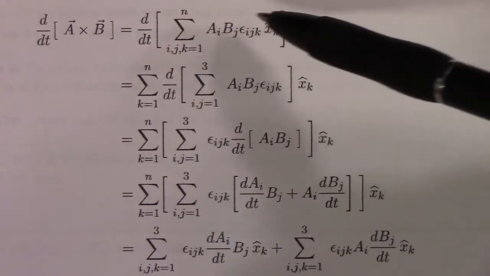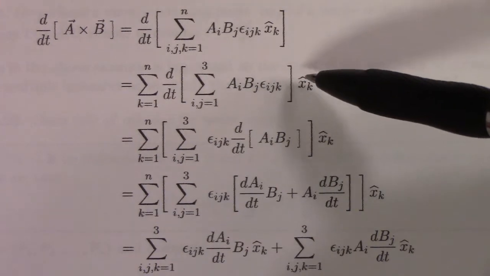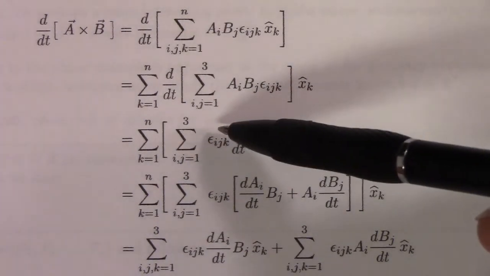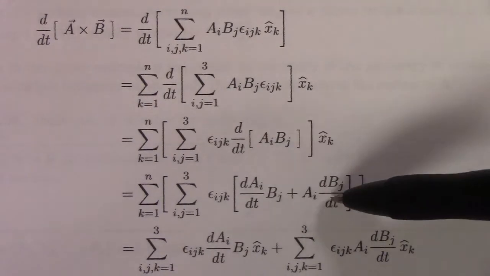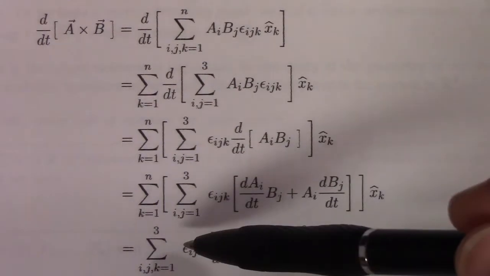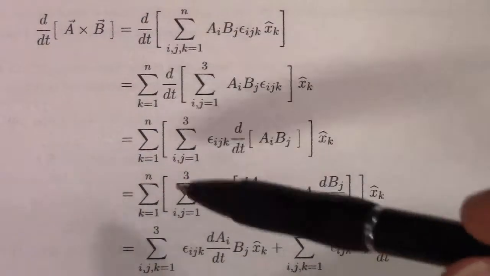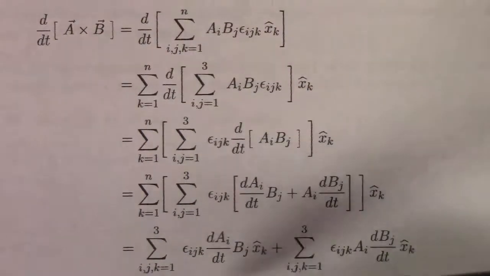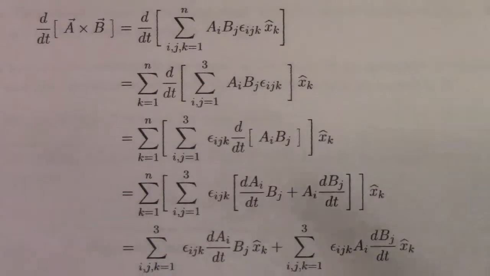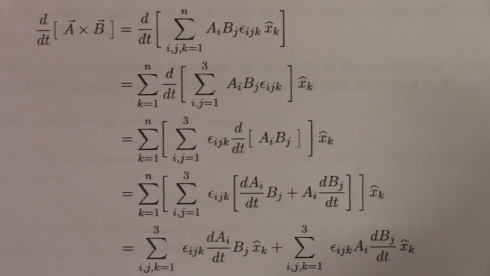Step 1 is the derivative of a vector is done component-wise. Then I pull that constant epsilon_ijk out. I use the ordinary product rule to change this to that. I then regroup terms and identify once more that I have cross products. Notice that the order matters. Basically, you have the derivative hit A first and then B second, and you've got to keep track of that order. Notice that properties of the cross product would say this is minus B cross dA/dt.